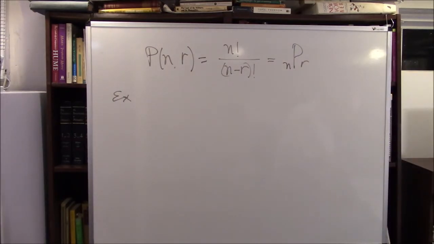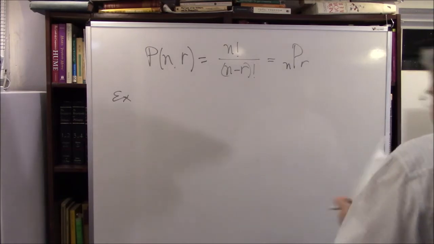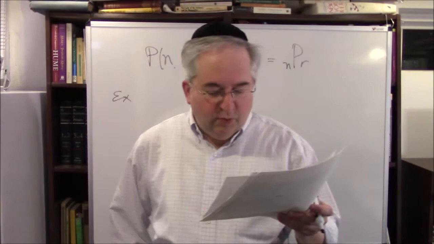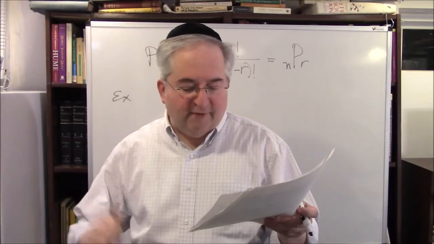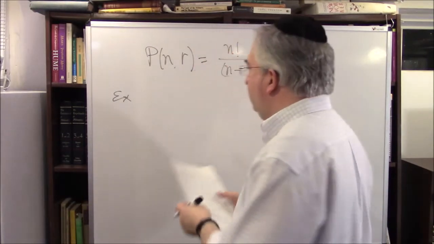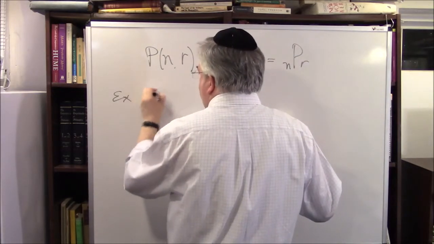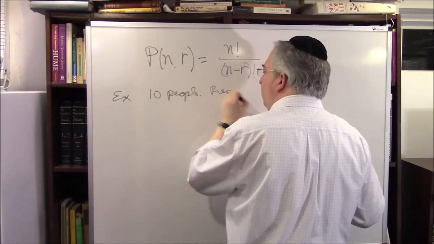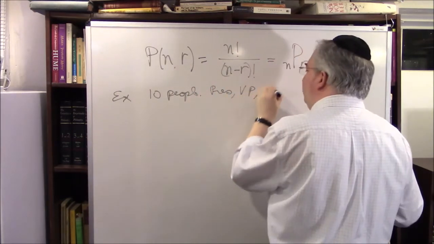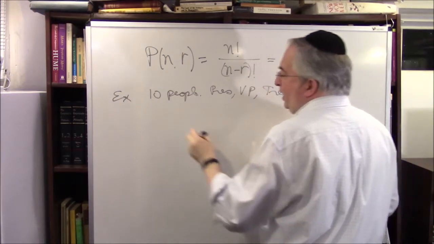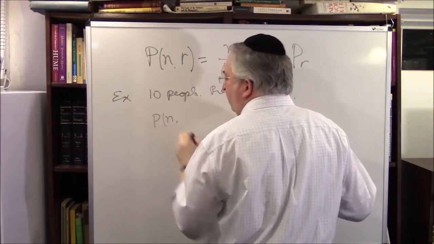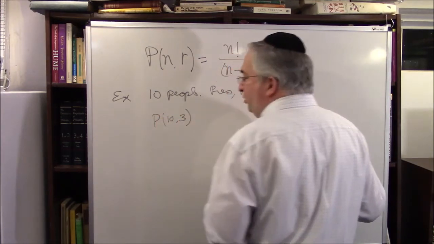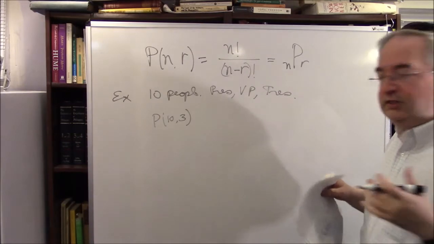Given a group of 10 people, you have a club of 10 people, you want to know how many ways there are of choosing a president, a vice president, and a treasurer. So you have 10 people, and you want to choose a president of the club, a vice president of the club, and a treasurer of the club. And the answer is P of 10, 3. You have 10 people, you want to choose 3 of them. Let me just show you why this is done.